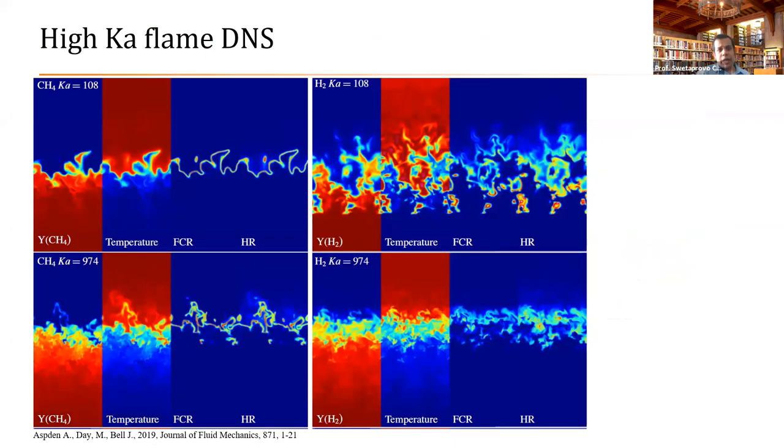And these are some of the very high Karlovitz number DNS. And here you see what I was saying before, that the thickening of the reaction zone or the preheat zone is not only dependent on the regime diagram, but also can depend on the fuel structure and the fuel chemistry. For example, you see for the same Karlovitz number, 108, your methane flames are much less thickened and distorted than these hydrogen flames itself. And that is shown up here. So in this regime, at least you can see that while the preheat zone is thickened, this is the reactants, this is the product.